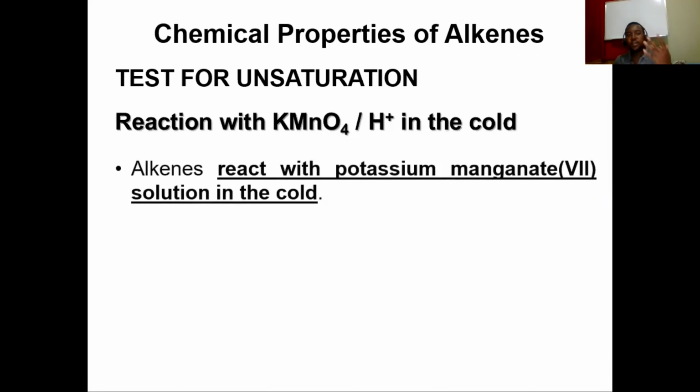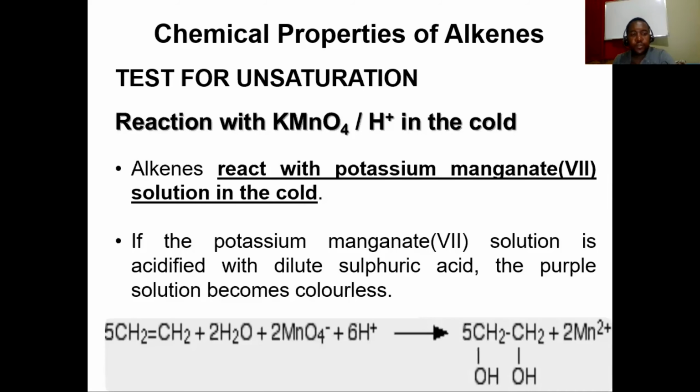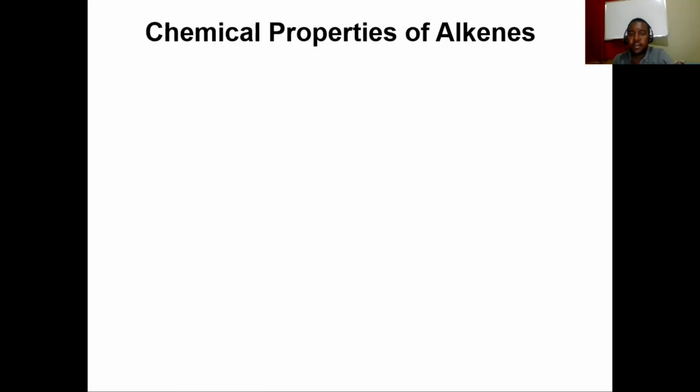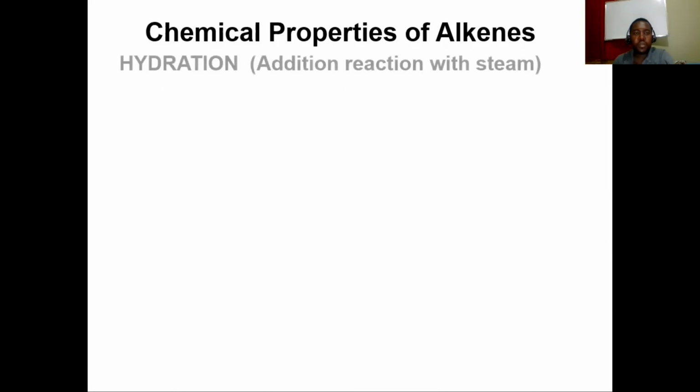Or you can use potassium permanganate. Alkenes react with potassium manganate(VII) solution in cold conditions, or if the solution is acidified with dilute sulfuric acid, the purple solution becomes colorless. So if we have an alkene reacting with the permanganate and the acid, then we get a colorless solution to show that it's an unsaturated substance. If there's no color change, then it's not unsaturated.